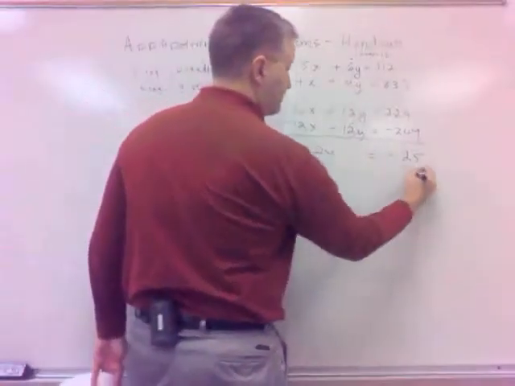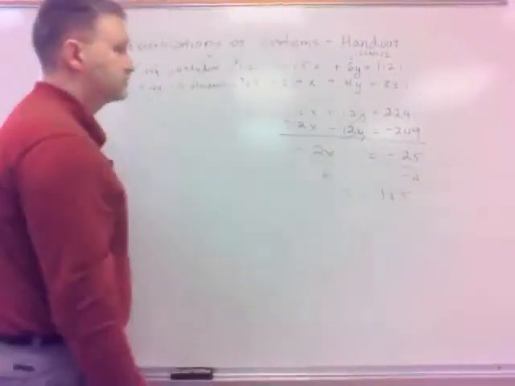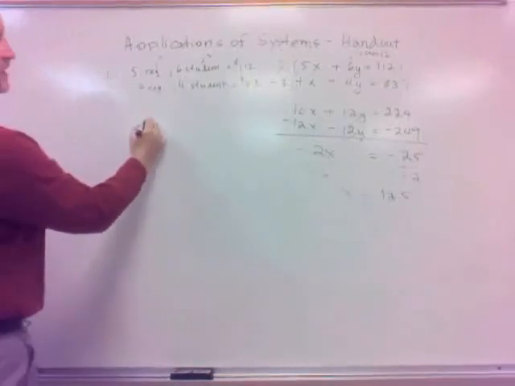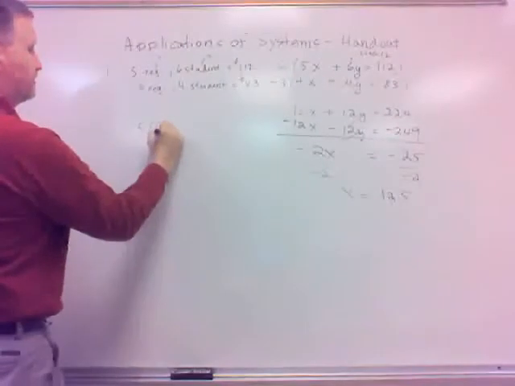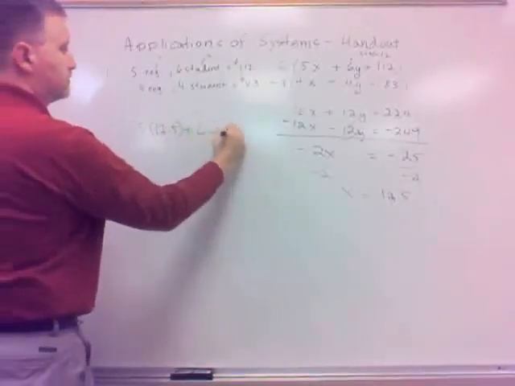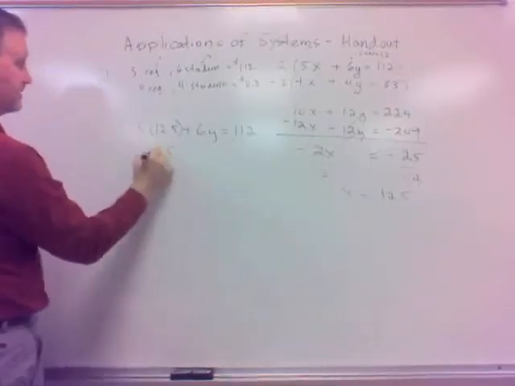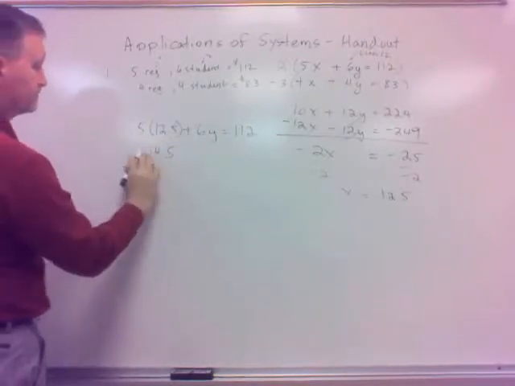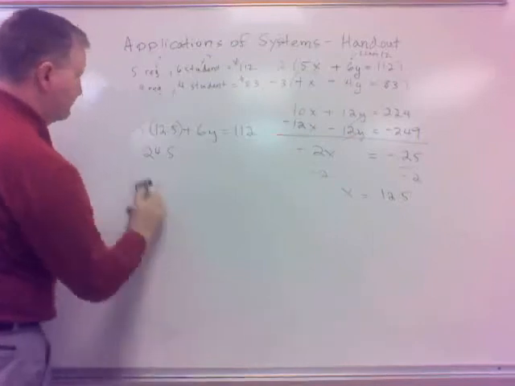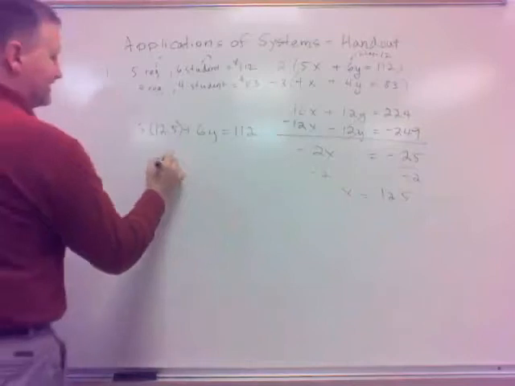Then divide off the negative 2. And so x is 12 and a half, wouldn't it? Then I need the y, so plug in the x as 12.5. Let's see, 5 times 12.5. What is 12.5 times 5? 62.5. Okay, thank you.